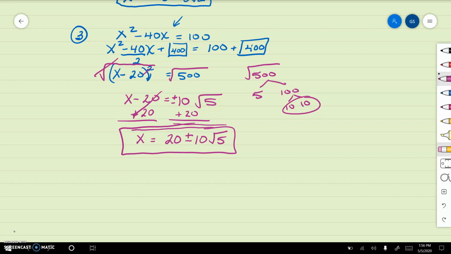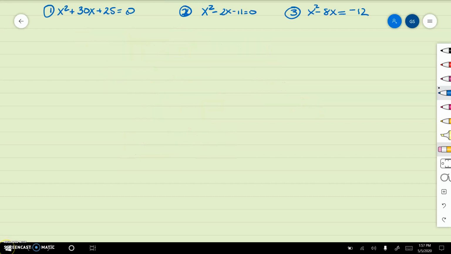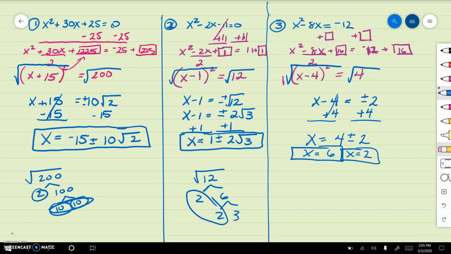Okay, so copy these down, hit pause, try them out, and then I'll have everything written out for you when you're done. All right, here are these problems worked out. I hope you did okay with them, and we'll try some more of those next week.